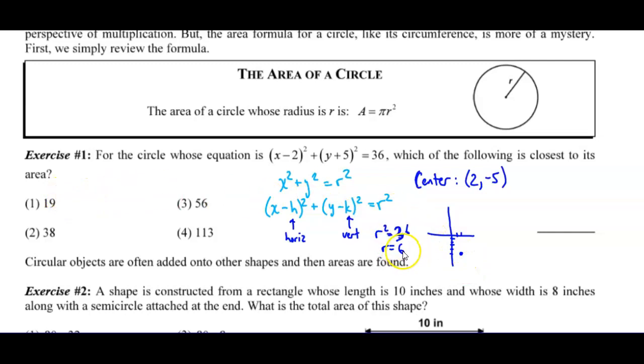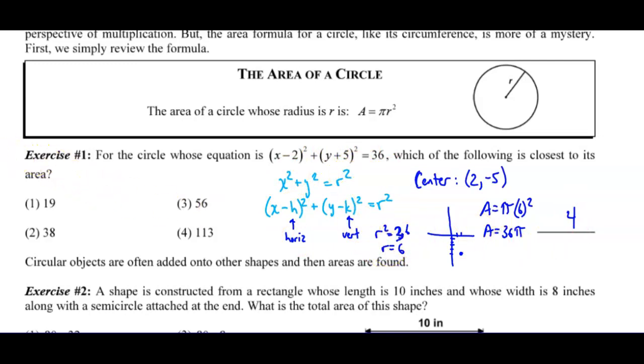So radius is 6, which is really all we need to do. And so its area equals pi times radius squared, which would be 6 squared. We don't square the whole thing, we only square the radius. So this area is 36 pi. And the closest on here to 36 pi is 113. So that's choice 4. So a little background on how the equation works, and then using the radius we can get the area.